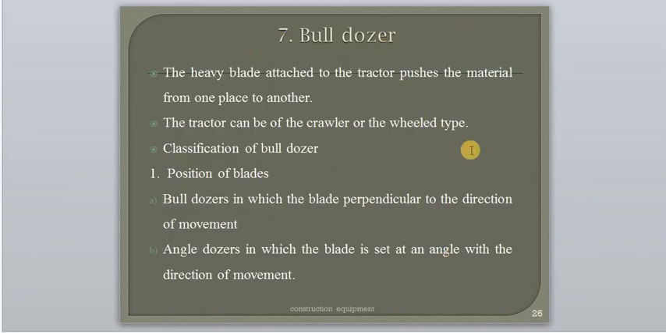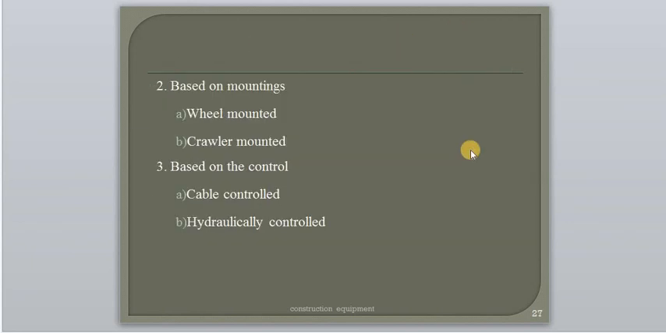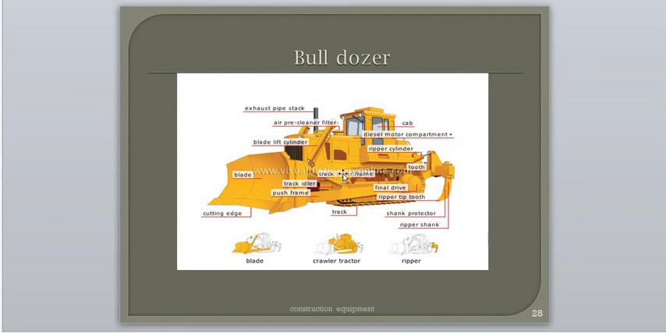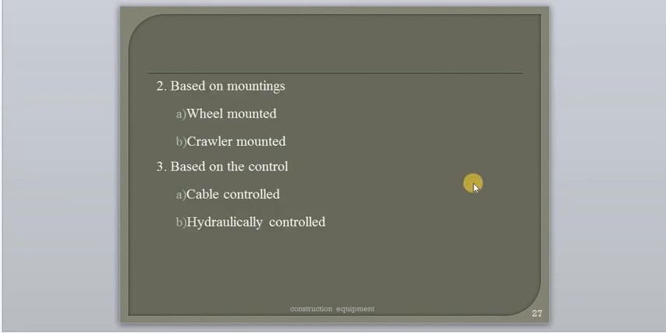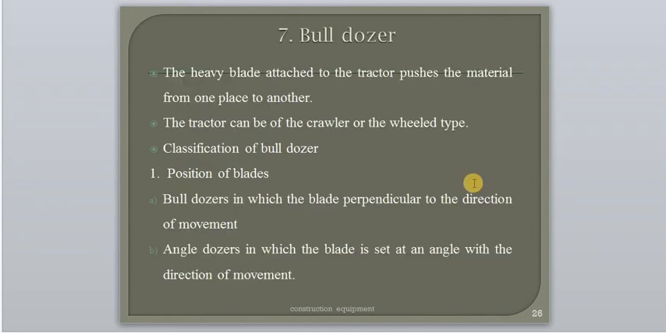Next is the bulldozer. Bulldozer is an equipment which you have normally seen. There is a chain arrangement, and there is a loader at the front. It is used in earthwork and excavation. What is the specialty of this bulldozer? The heavy blade attached to the tractor pushes the material from one place to another place. This bulldozer plays an important role.